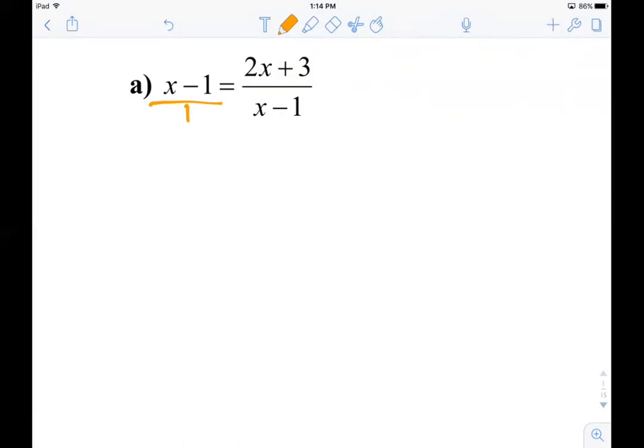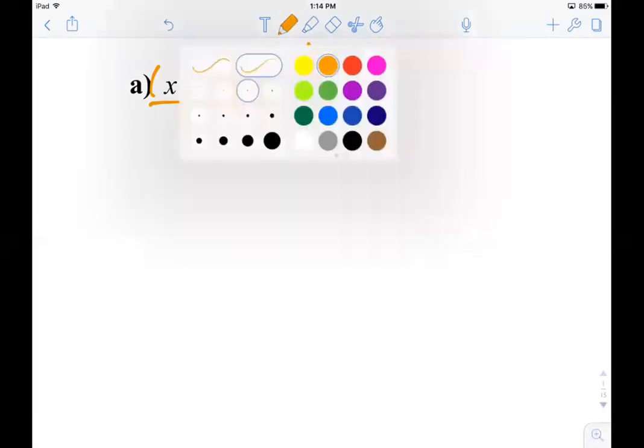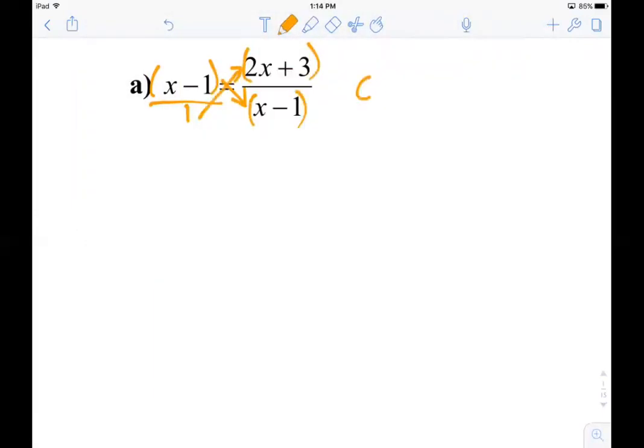And from there, what I'm going to do is take this x minus 1 and multiply it by this x minus 1. Then I'm going to take this number 1 on the bottom, and multiply it by this 2x plus 3 that I have on the top of the right side. So actually, I'll maybe just write a little note that that's what I'm doing, and you can make a little note for yourself. I'm just doing a cross multiply step.